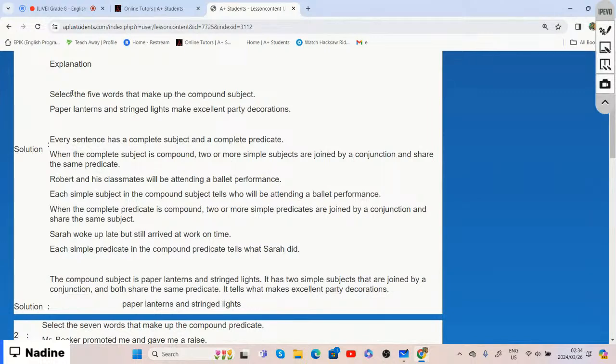Which means that we will have two subjects but one verb. That is a compound subject. Then we have a compound predicate. When a complete predicate is compound, it means that it will have two or more simple predicates that are joined by a conjunction and they share the same subject. So it will have one subject but two verbs, two predicates. And once again, it is joined by a conjunction which is and, but, or so.